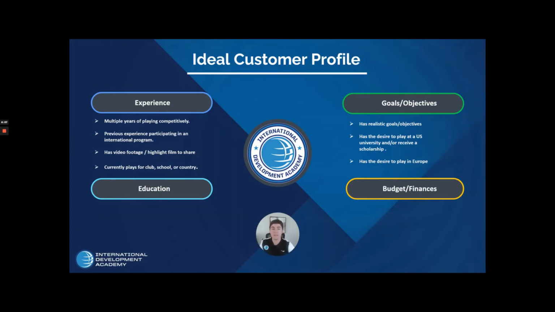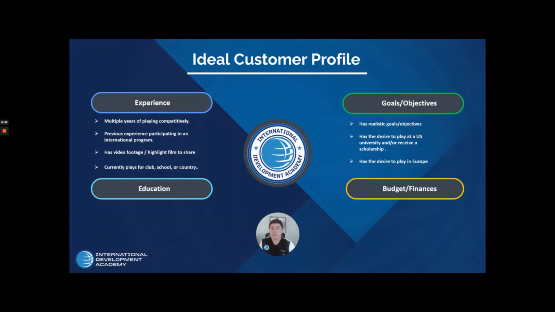If they do, it means they're thinking of studying abroad already. They want to get a scholarship. So those things that IDA offers and specializes in really hit home for them, really provide a ton of value. The video footage, the college placement, the access to U.S. universities. That is our bread and butter, as we say. That is what we specialize in.